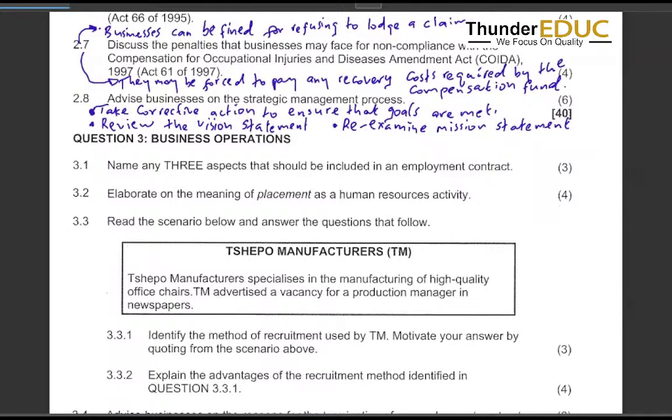So now we're saying that in this regard, we have what? We have job title, then also probation period, then lastly we have personal details of the employees.